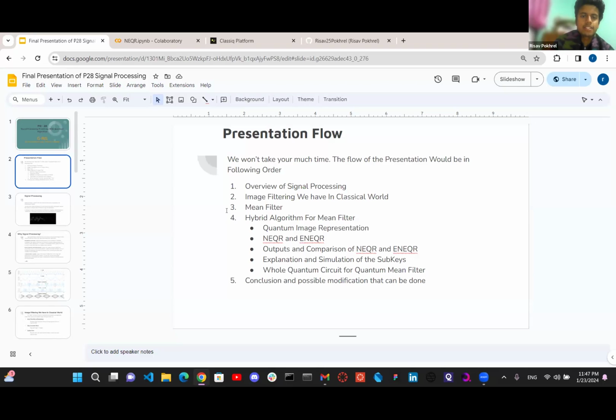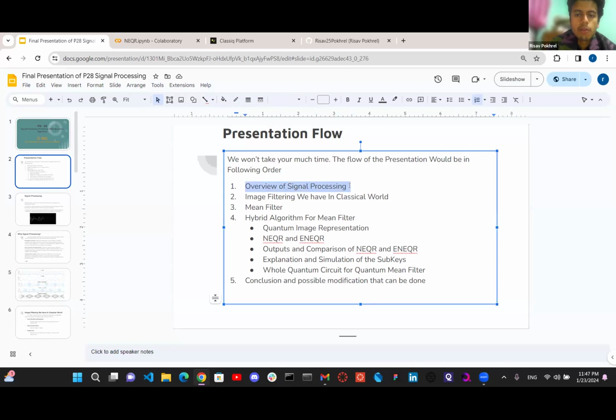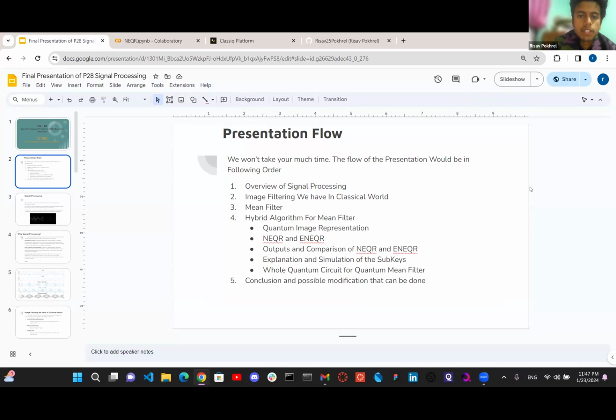Okay, our presentation flow won't take too much time. The flow will be: we first have an overview of signal processing, then image filtering that we have in the classical world, the mean filter, and our algorithm, and finally the conclusion and possible modifications that can be done.